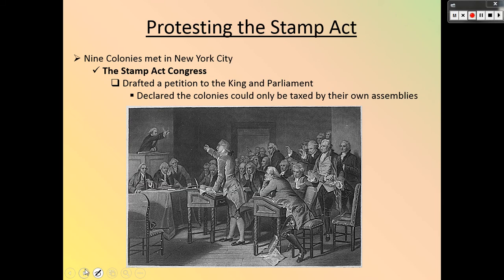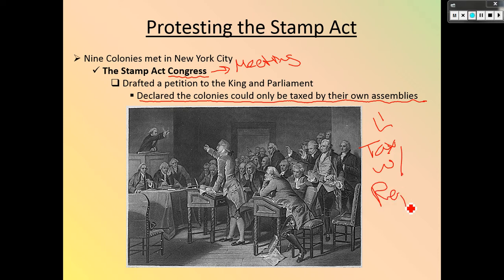And if you remember, back to the Albany Plan of Union in Section 3 of Chapter 4, you had Ben Franklin saying we should all be working together, and 9 colonies end up meeting in New York City, and they call this the Stamp Act Congress. And anytime that we get a Congress, you can basically think of it as a meeting. So this was the Stamp Act meeting, and it was there to draft a petition to the king and the British Parliament. And what they did is they drafted up a piece of paper that says that the colonies could be taxed by their own assemblies. Basically, they said taxation with representation, that the British are giving them without representation. We are willing to pay taxes if you let us have a say in them, what they are and how much they are.